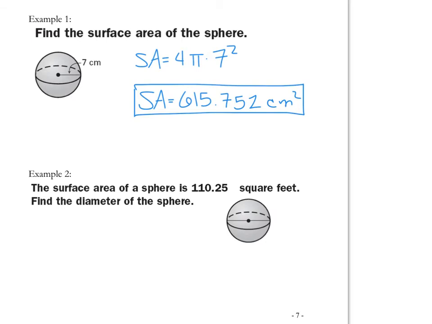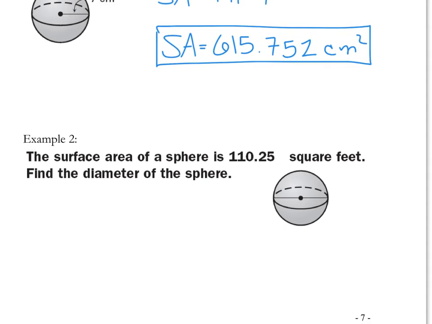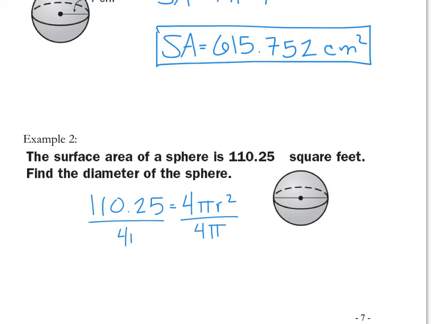So now this one, it just says the surface area is this. Find the diameter. So your surface area is 110.25 equals 4 pi r squared. Divide by 4 pi. Now when you put 4 pi in your calculator, you're going to need to put parentheses around it. You want to divide 110.25 by 4 pi together, not 4 and then multiply everything by pi.